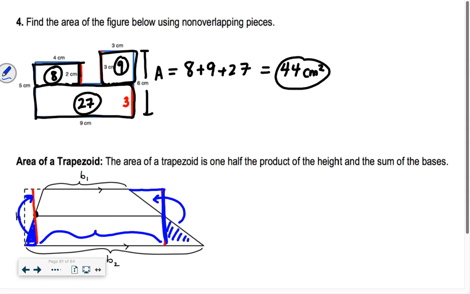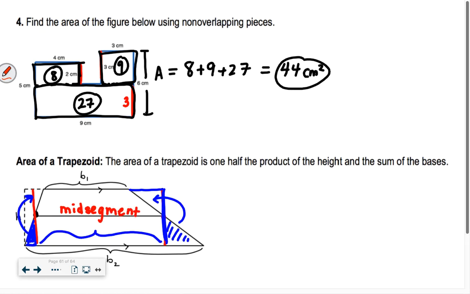So if the B1 was 10 and the B2 was 16, let's say, if one base was 10 and the other one's 16, what do you think the one that was in the middle is going to be? It ends up being the average. So what do I get when I add 10 and 16 and then divide by 2? I get 13. It's going to be the average of those two. Is 13 directly between 10 and 16? Yeah. Okay, so this segment here is called the mid-segment.